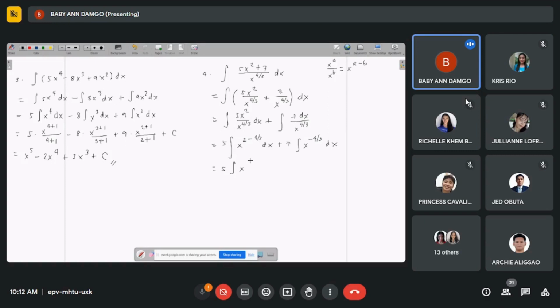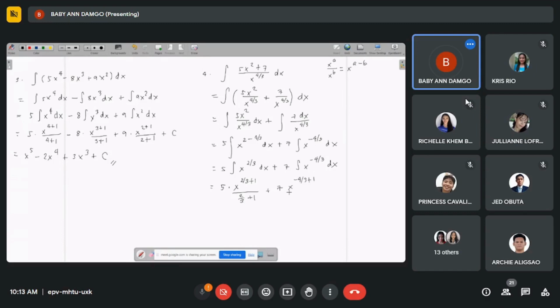Okay, so now we will apply the power rule of integration. So we have here 5 times x to the power of 2 over 3 plus 1, all over 2 over 3 plus 1, plus 7 times x to the power of negative 4 over 3 plus 1 over negative 4 over 3 plus 1, plus c. Then we evaluate the integral.